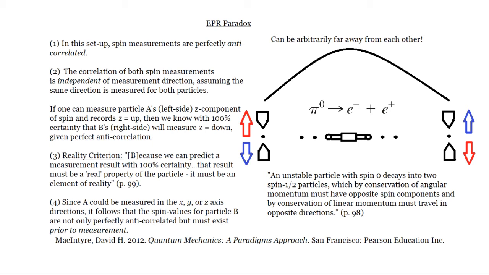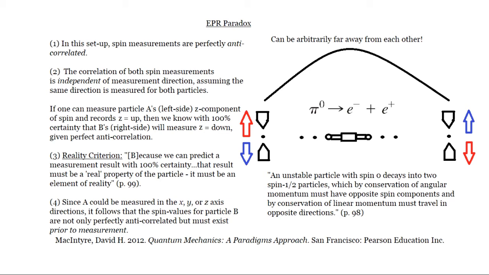Okay, so looking at condition number 1 for the EPR paradox in the top left-hand corner, in this setup, spin measurements are perfectly anti-correlated. So what is meant by anti-correlated here is that we have the electron shooting off to the left, and we have the positron shooting off to the right. And the neutral pi meson is in the box in the middle decaying. And so when the decay process occurs, they shoot off into opposite directions given the conservation of linear momentum.